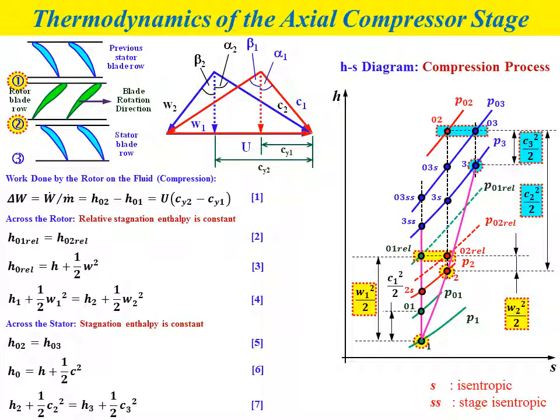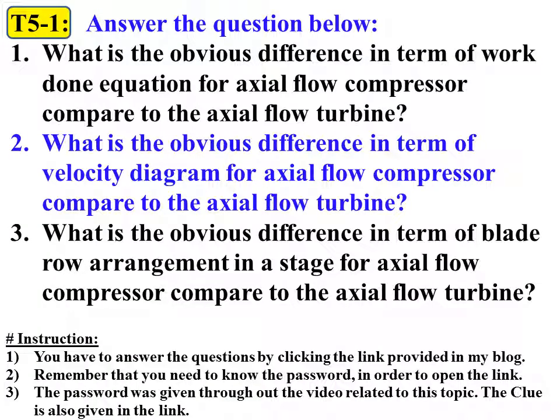So these are the relationships in terms of thermodynamics for the axial compressor stage. Okay, in order to test your understanding of part number 1, chapter number 5, please answer the questions below. First question, what is the obvious difference in terms of the work done equation for the axial flow compressor compared to the axial flow turbine? Question number 2, what is the obvious difference in terms of velocity diagram for the axial flow compressor compared to the axial flow turbine? Question number 3, what is the obvious difference in terms of blade row arrangement in a stage for the axial flow compressor compared to the axial flow turbine?